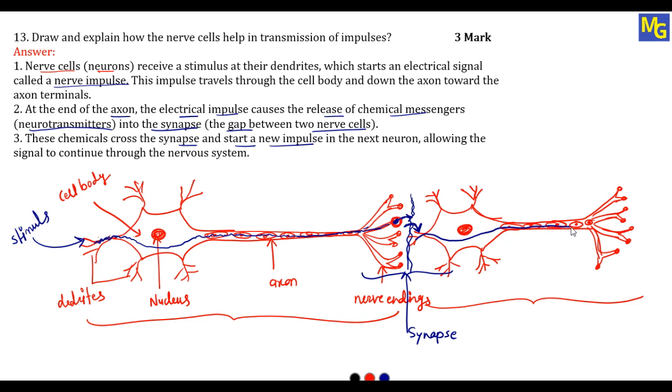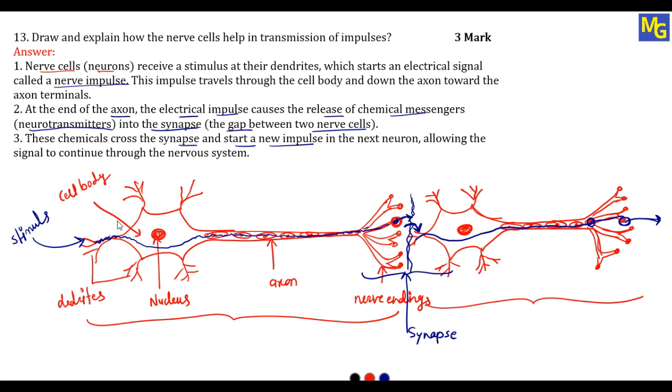The impulse again goes to the axon and travels till the axon ending, or the nerve ending. Once they reach the nerve ending, chemical messengers will be secreted. These chemical messengers, or neurotransmitters, will travel across the synapse, which is present between the existing neuron and the next neuron. Once they cross the gap, they go to the dendrites of the next neuron, and again the process continues.